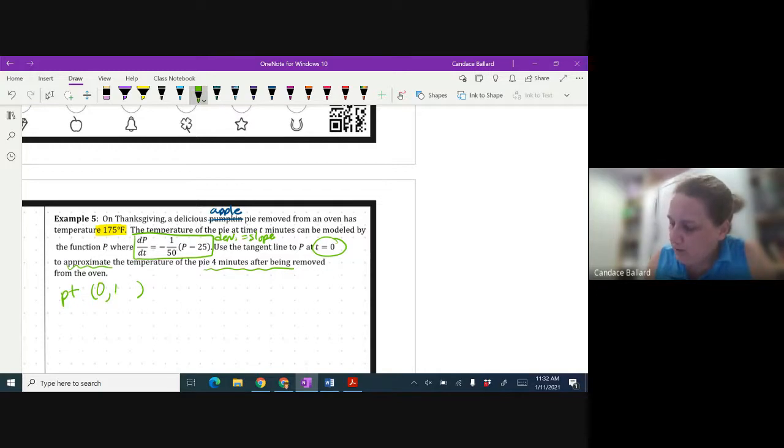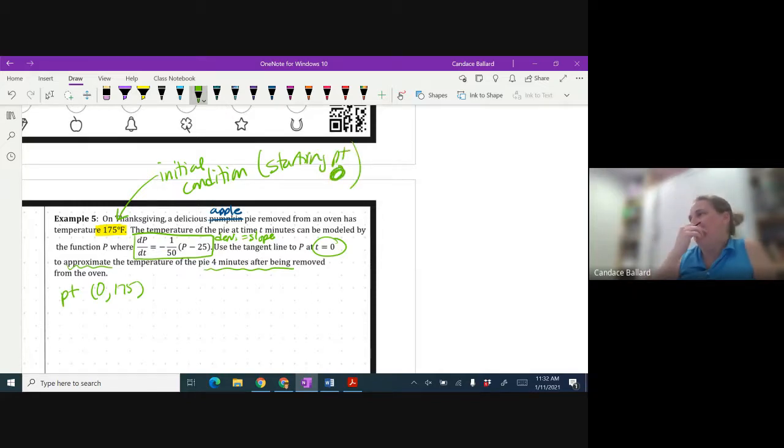So I'm going to bring up this word. I think we've talked about it before. That's your initial condition. You want to look for that in everything. An initial condition is typically a starting point, and it usually has to do with a 0. Do you see how it said we're removing it from the oven? Removing it from the oven would be time 0. All right, so we got the point.